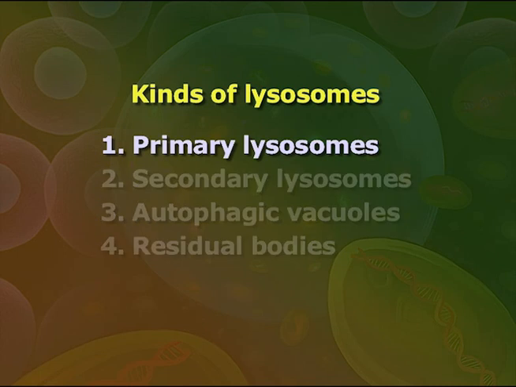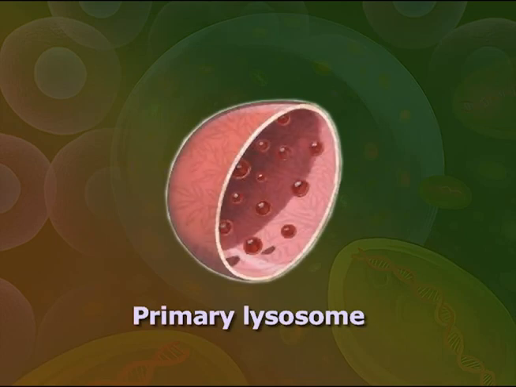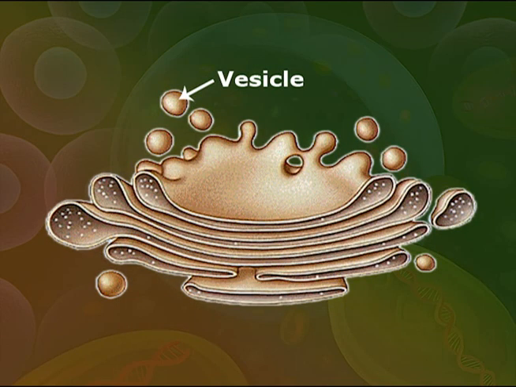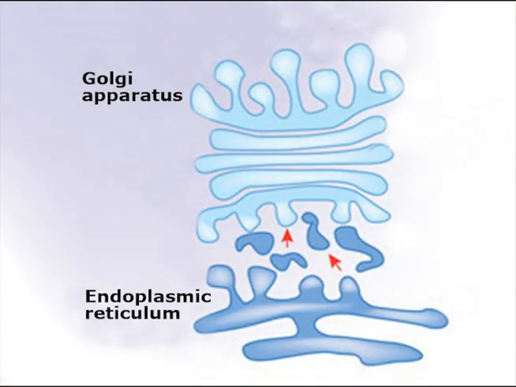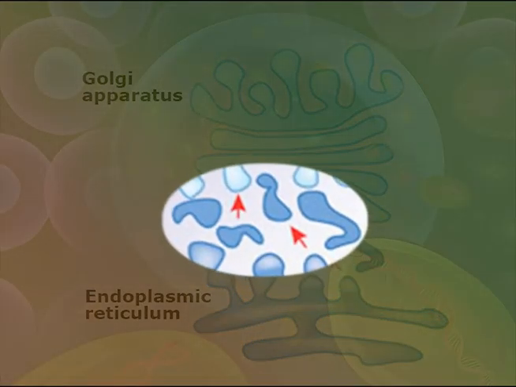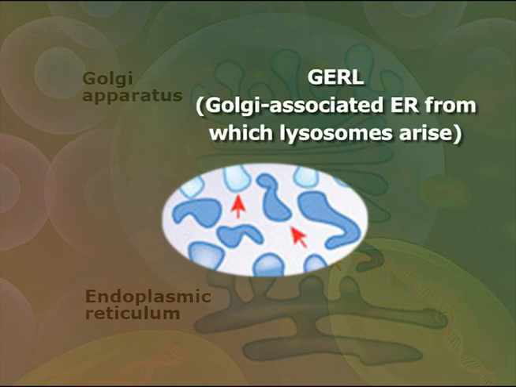Primary lysosomes. Newly formed lysosomes are called primary lysosomes. They are formed principally as vesicles pinched off from Golgi membranes, but in some cells a specialized portion of endoplasmic reticulum called GERL, that is Golgi associated endoplasmic reticulum, from which lysosomes arise, is probably also involved.